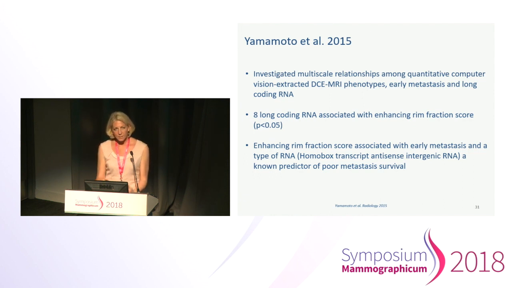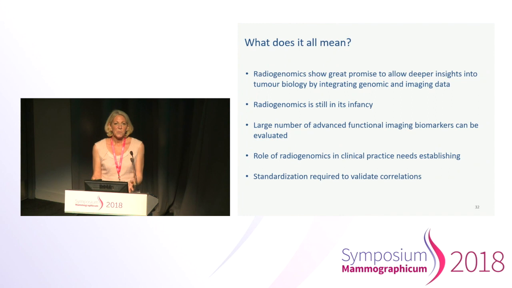And they went on in 2015 to investigate multi-scale relationships among quantitative computer vision extracted DCE MR phenotypes and look at associations with early metastasis and long coding RNA. And they found that 8 long coding RNA was associated with an enhancing rim fraction score, and that the enhancing rim fraction score was associated with early metastasis and a type of RNA which was a known predictor of poor metastasis survival. So what does it all mean, you may say?